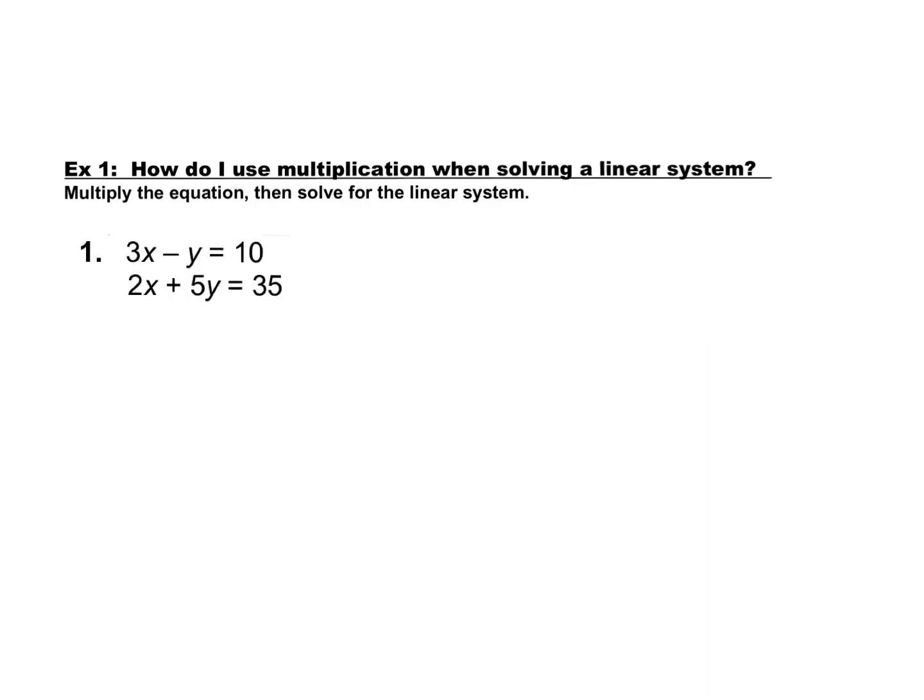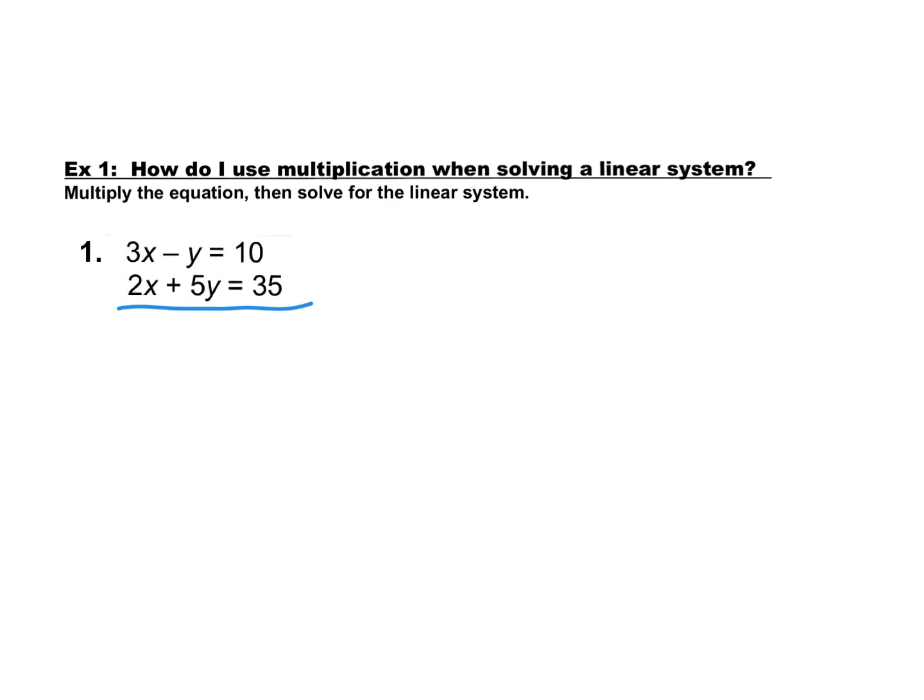In this lesson, we're going to solve systems by elimination, but we're going to need to multiply first. Example 1, how do I use multiplication when solving a linear system? So we're going to continue solving linear systems by eliminating. So let's start by looking to see if there's a variable that we can cancel out.